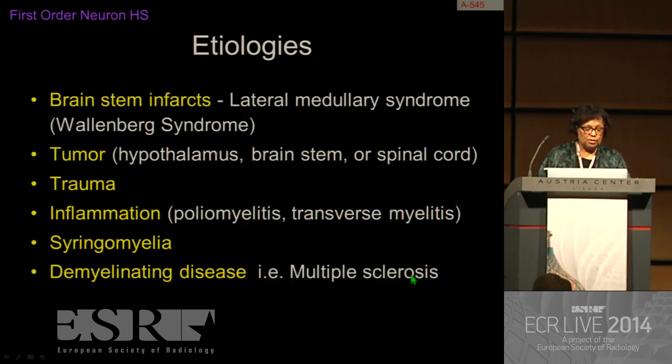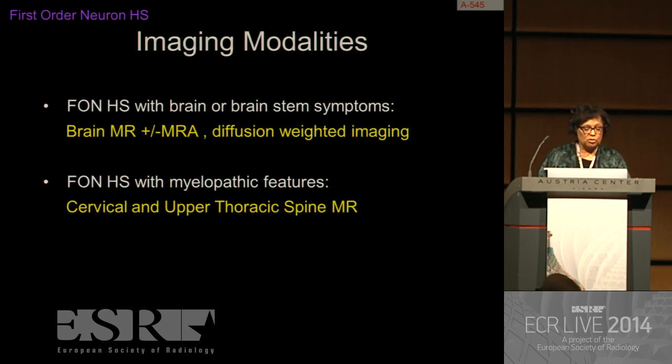So the etiologies: brainstem infarcts, tumors of the hypothalamus, brainstem, or spinal cord, trauma, infection, syringomyelia, and demyelinating disease. So how do you image the patient? It's going to depend on the clinical findings. So obviously, if you've evaluated the patient clinically and you feel that the patient has a Horner syndrome likely in the first-order neuron distribution, and they have brain or brainstem findings, then you're going to do an MR, with or without an MRA.